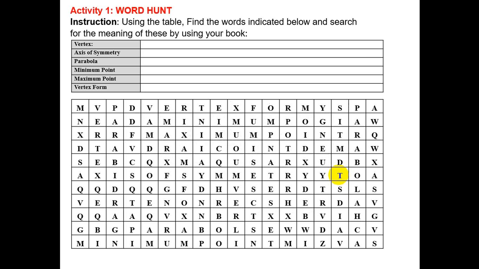Let's start. First thing is, in this activity, we need to use the table to find the words indicated below, and afterwards, you will be searching for the meaning of these. You can do this in your vacant time. But in this topic, we're going to talk about the following terminologies and define them as well. First, we have the vertex, axis of symmetry, parabola, minimum point, maximum point, and vertex form.